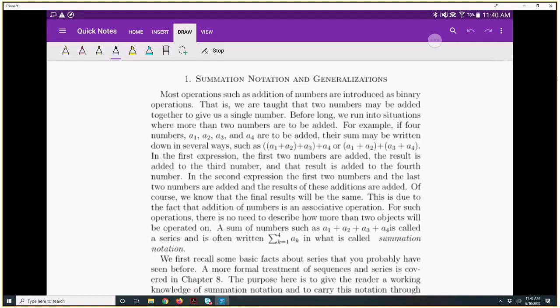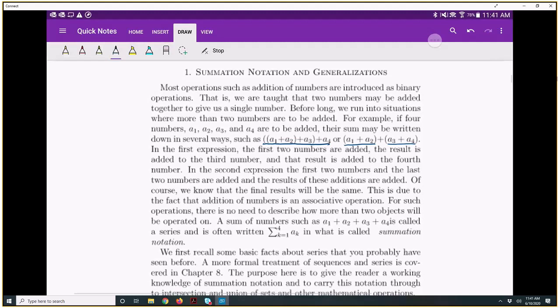For example, if four numbers, maybe we call them A1, A2, A3, and A4, are to be added, then there are several ways that we could write their sum. We could use parentheses, as you see here, to indicate that first we're going to add A1 with A2, next we're going to add A3, and finally we're going to add A4. Or first we could add A1 and A2, then we could add A3 with A4, and then add those two sums together.